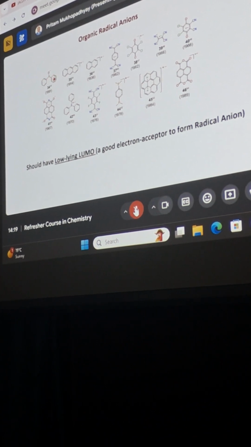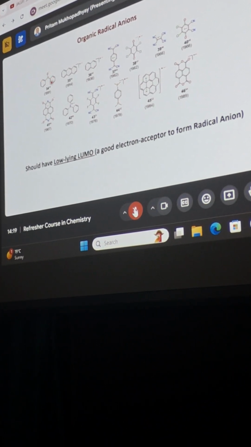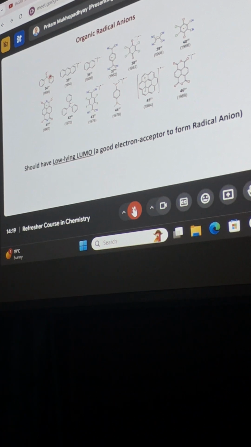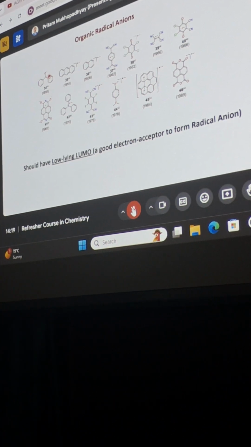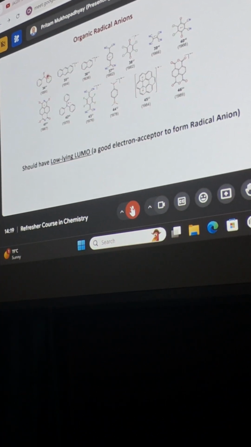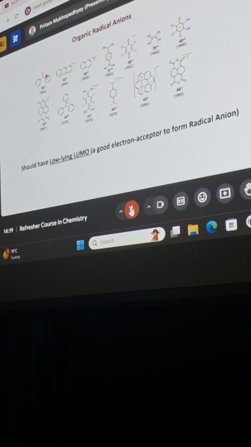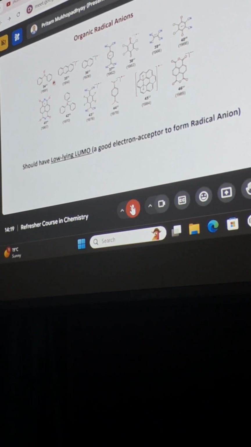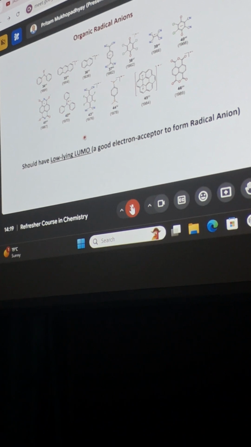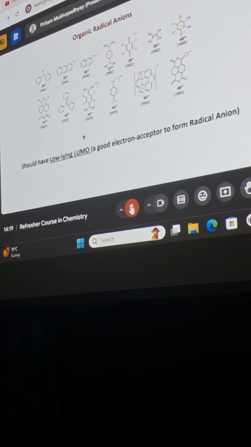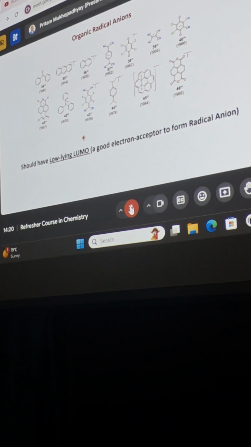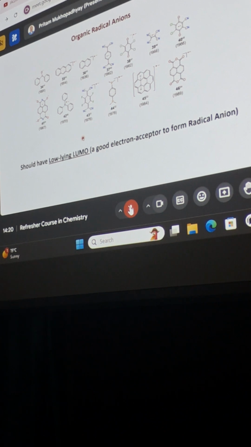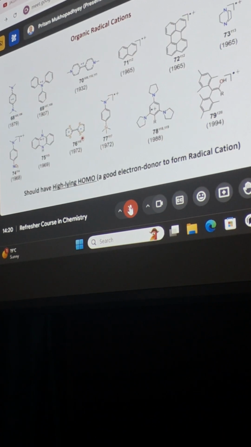So if I have benzophenone, it can take an electron and form a benzophenone radical anion by just a simple addition of electrons, or single electron transfer addition to the benzophenone, can form this type of radical anion. Similarly, if the charge is positive, then we can call those organic radical cations.